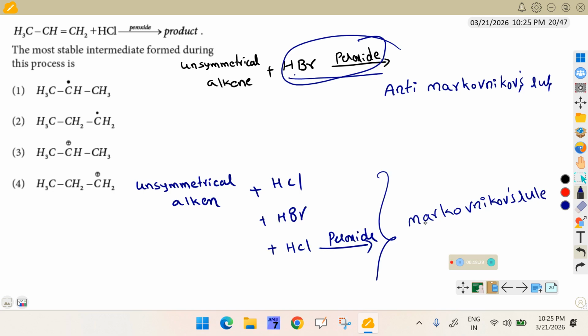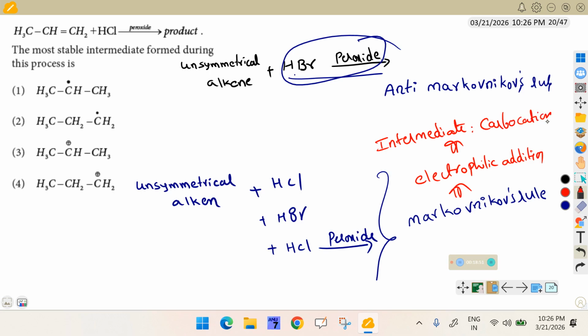In the case of Markovnikov's rule, it follows the electrophilic addition mechanism. The reaction intermediate is a carbocation. The order of stability of carbocation is 3 degree greater than 2 degree greater than 1 degree. Based on that, this is a 2 degree carbocation and this is a 1 degree carbocation. The 2 degree carbocation is more stable. Third option is correct.